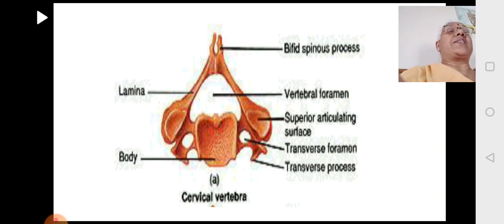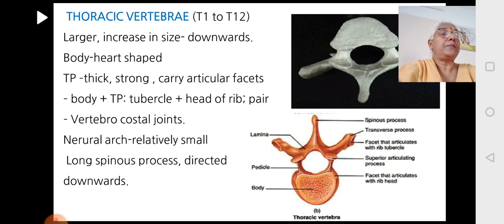In the first cervical vertebra, that is the atlas, the superior articular surface will not be there. Why? Because there is no vertebra above, so it will not have a superior articular surface, but it will have two facets to articulate with the condyles in the occipital region. Then in the transverse process, you can see the foramen through which the vertebral artery will pass.